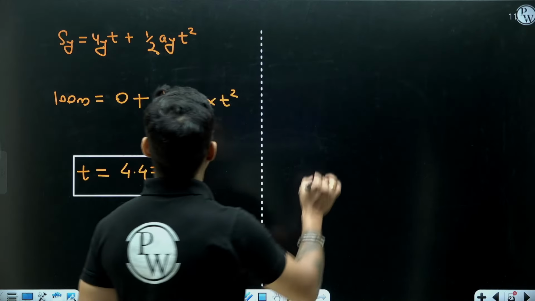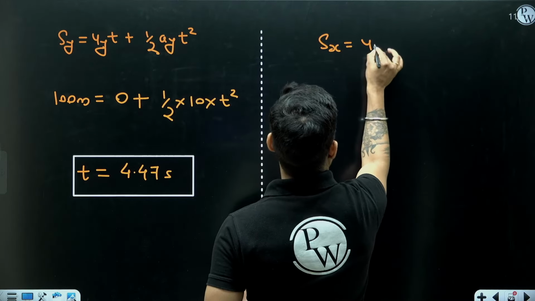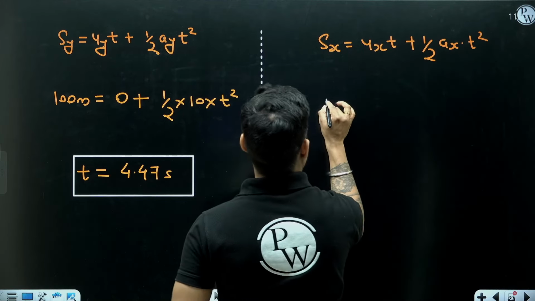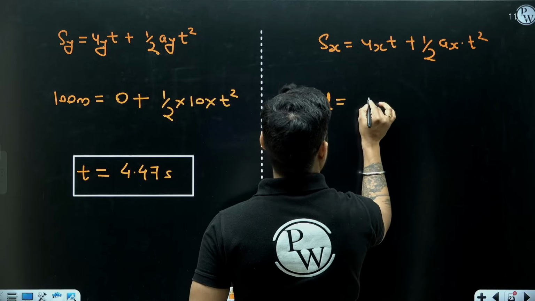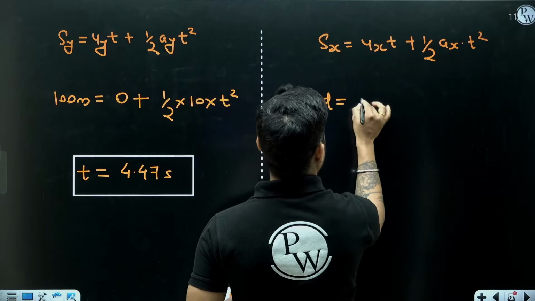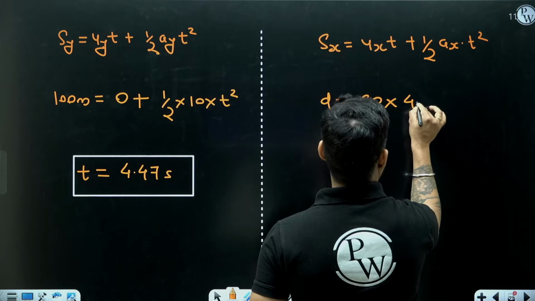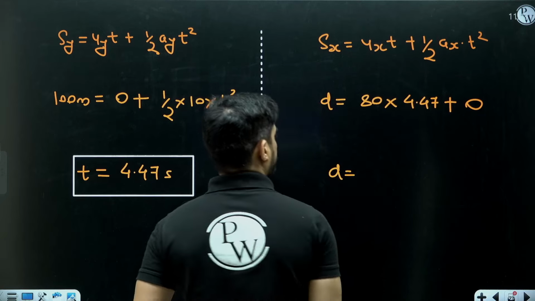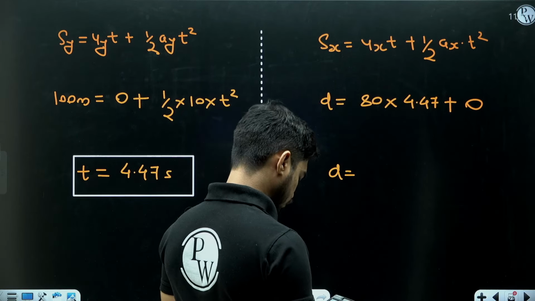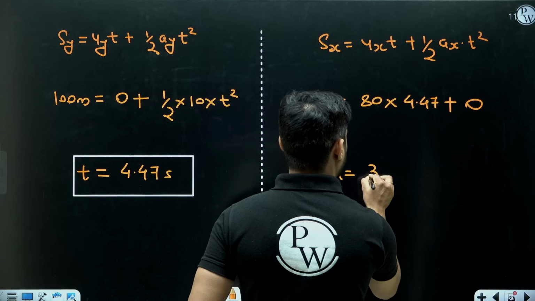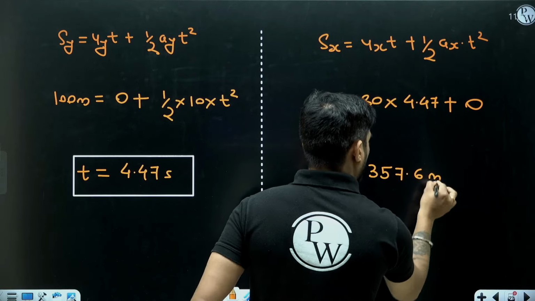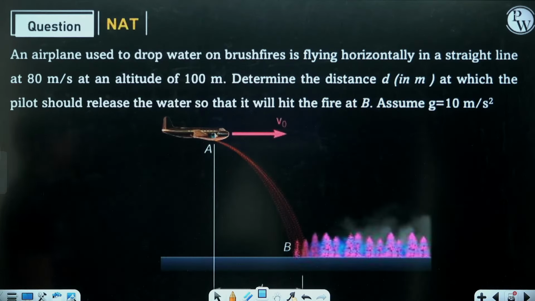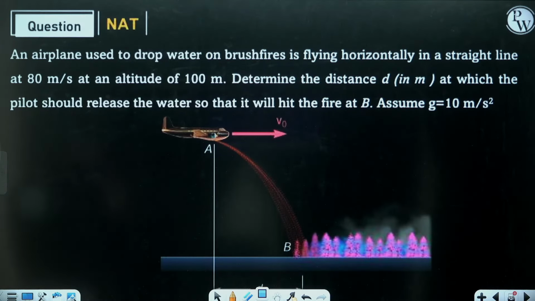Now I will use this equation: Sx equals ux into t plus half ax into t square. Sx is d, ux is 80 meter per second horizontally, t is 4.47 seconds from A to B, and ax is 0. So I am getting 357.6 meters. So you need to release the water 357.6 meters away from the fire in order to hit the fire.